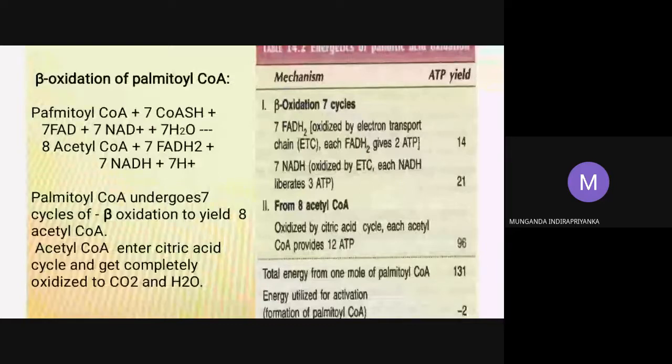Coming to the energetics, see, tell me. Sir, should we write energetics for 1 cycle? We take palmitic acid, total carbons, and write it for the whole acid. Because the energetics is for the palmitoyl-CoA. Here the compound is palmitoyl-CoA. You have to write the energetics for palmitoyl-CoA.